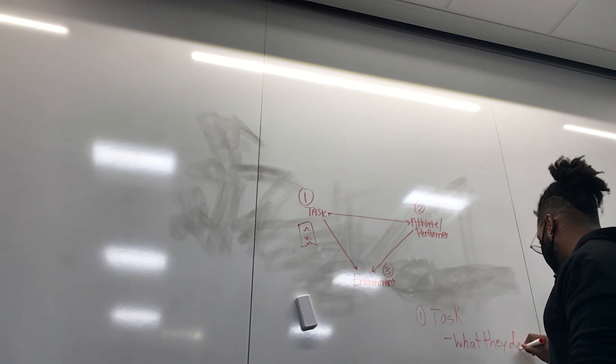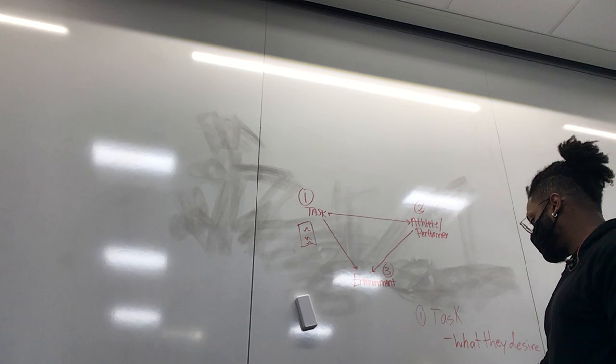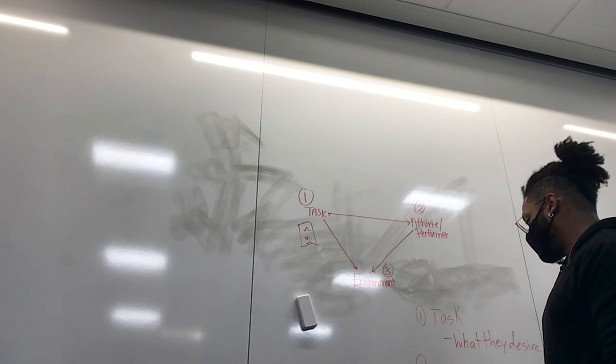input what they desire. And then going for number 2, looking at exactly where their weaknesses are.